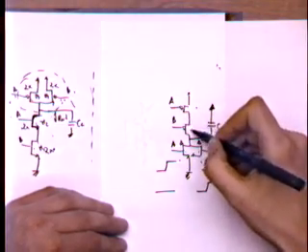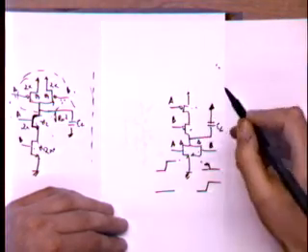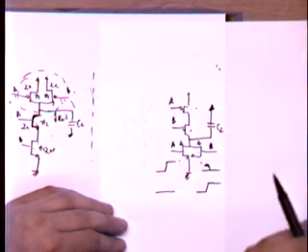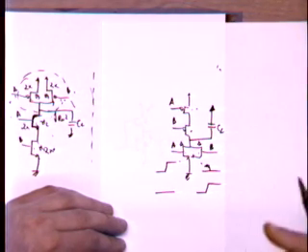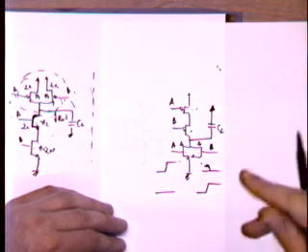Now, let's look at the pull-up network. So this gate, as much as the NAND only pulls down when both inputs are high, this gate pulls up only when both inputs are low, okay?